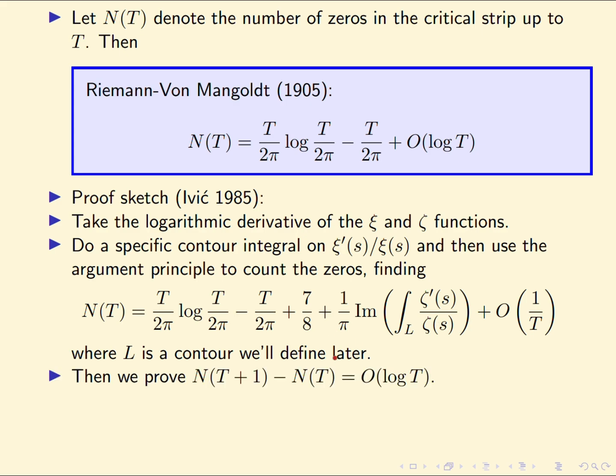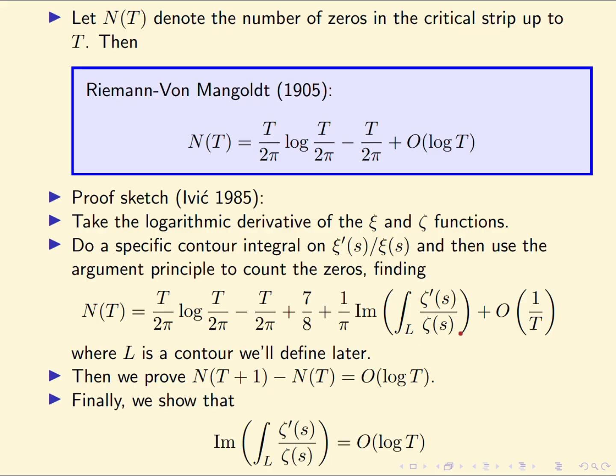The next thing we'll prove is that the number of zeros in a finite strip of height 1 is bounded by O of log T. This is going to let us show that this integral is O of log T. And if this integral is O of log T, then you replace it with O of log T, and log T grows faster than the constant 7/8 and faster than O of 1 over T. So you can replace all this red part with O of log T, and that's how you get the Riemann-von Mangoldt formula.